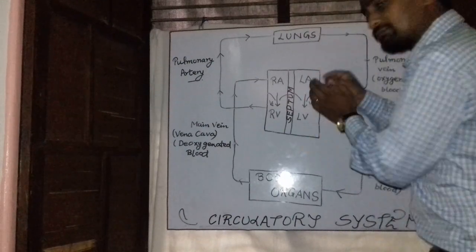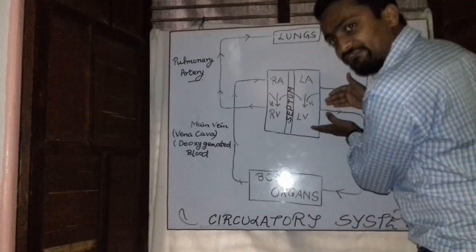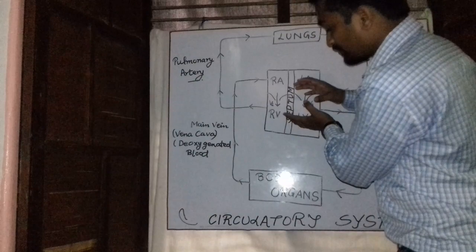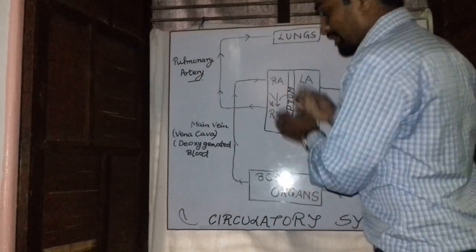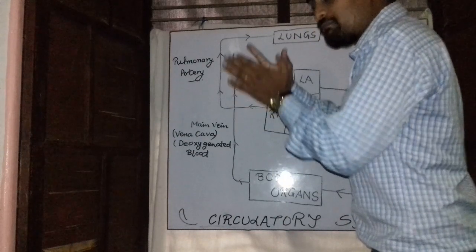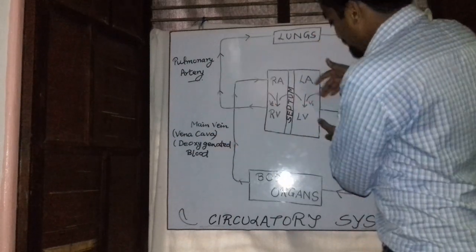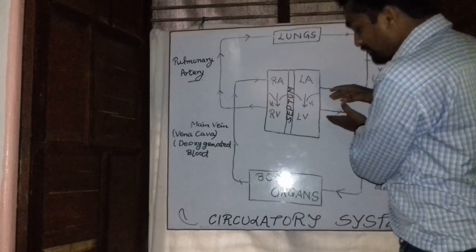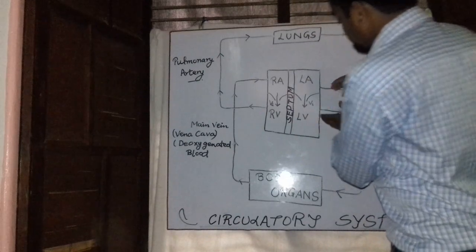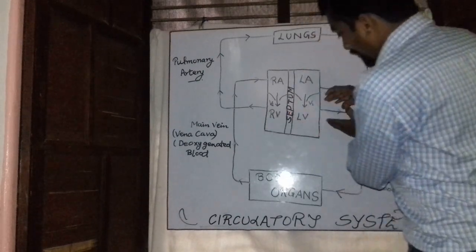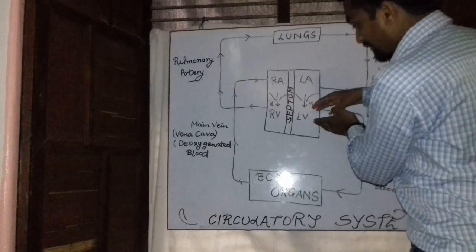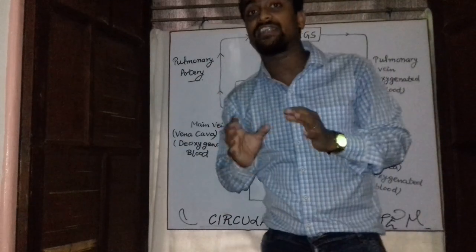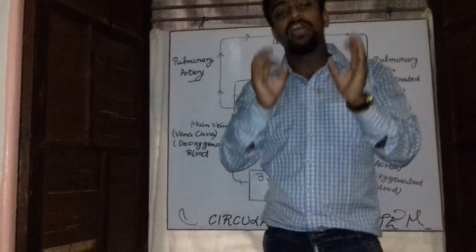Now one more valve is present over here, which is called the V3 valve. What happens when the contraction of the left ventricle takes place? The blood, which is under high pressure, enters the aorta through the valve V3. This V3 valve also prevents the backflow of blood. Now the blood from the left ventricle has entered the main artery, which is called the aorta, and it is oxygenated blood, which means it is rich in oxygen.